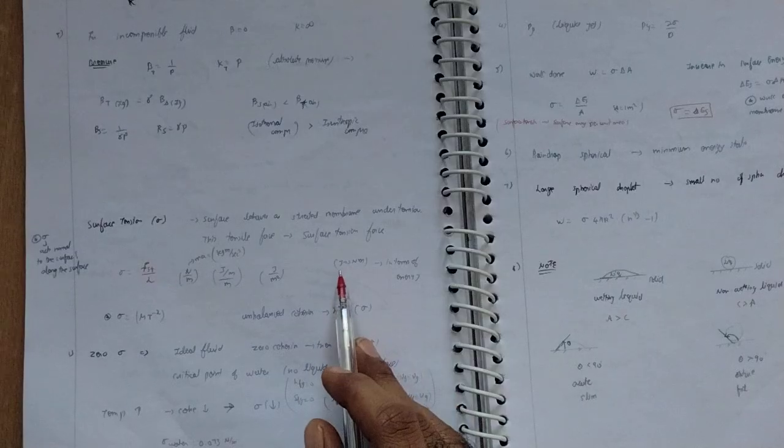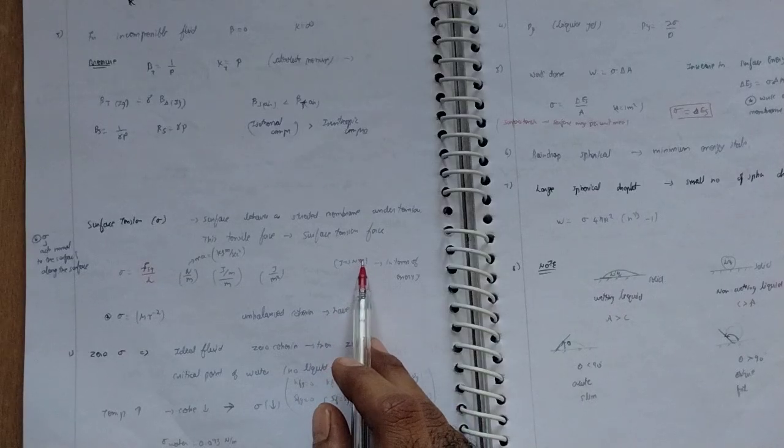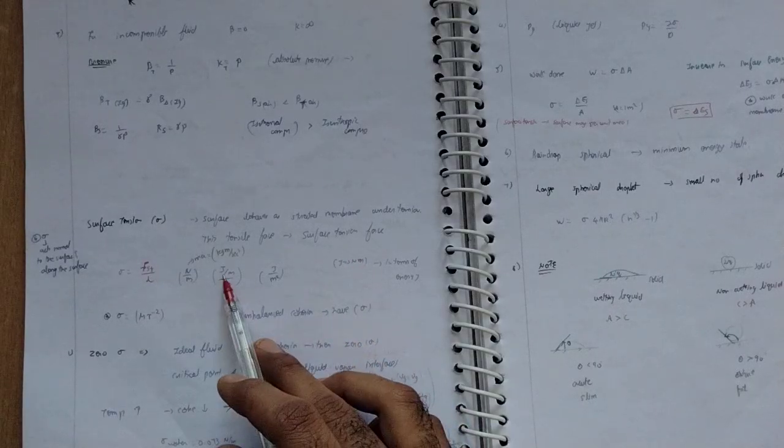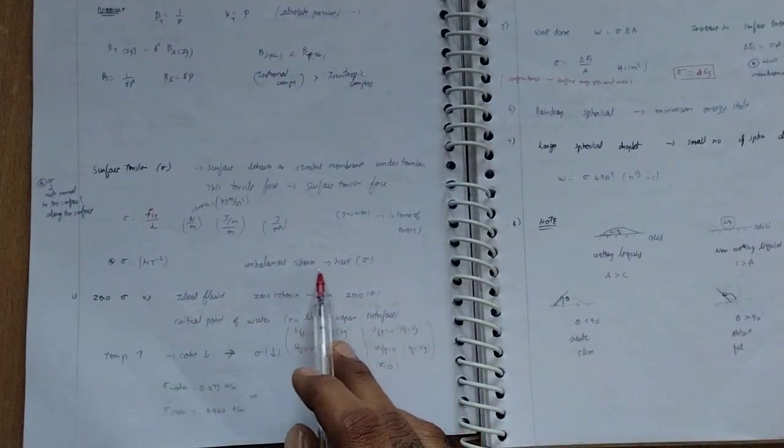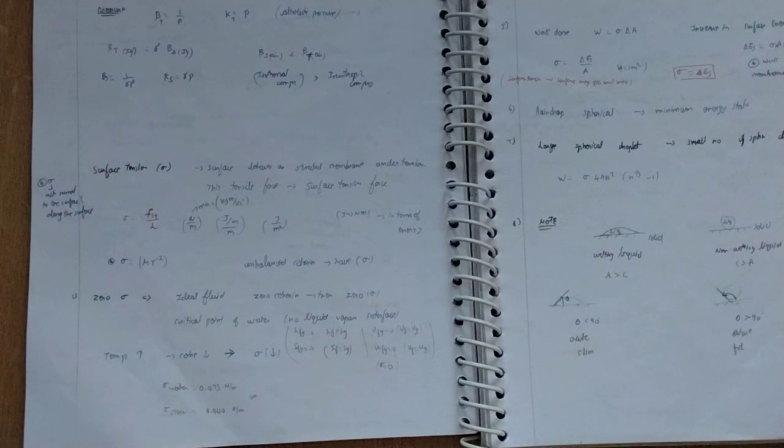So what is the unit of joule? Joule can be written as Newton per meter, okay? So Newton is a joule per meter, joule per meter square. So I think unbalanced cohesion means surface tension. Zero surface tension means ideal fluid, zero cohesion. And at the critical point of water, there is no liquid and vapor distinction. I think you can understand. As temperature increases, cohesion generally decreases, and sigma also decreases, okay?